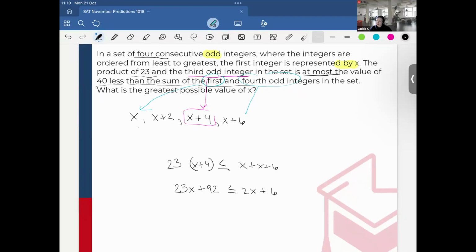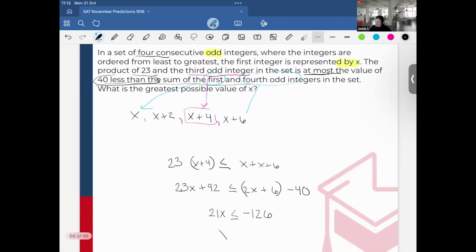Now I will subtract the x's on each side and it will reduce to 21x is less than or equal to 6 minus 92. Oops, I forgot, sorry, 40 less than, so I have minus 40 here. Same thing except minus 40. So negative 126. So I have 21x is less than or equal to negative 126. Divide each side by positive 21. And that gives me x is less than or equal to negative 6.